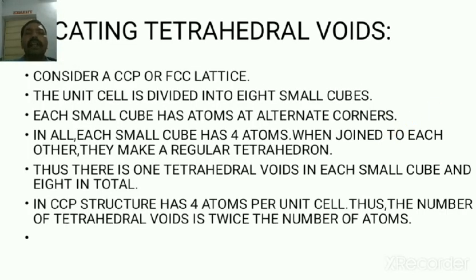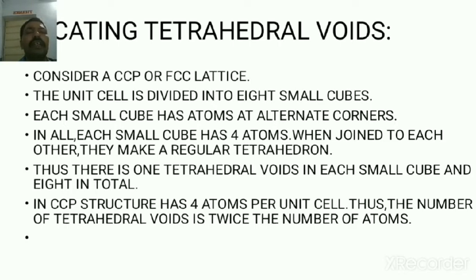Locating the tetrahedral void now. Consider CCP or FCC arrangement, the same arrangement: 12 coordination number, 74% packing efficiency. The unit cell is divided into 8 small cubes. Each small cube has an atom at alternate corners. In all, each small cube has 4 atoms. When these 4 atoms join to each other, they make a regular tetrahedron.